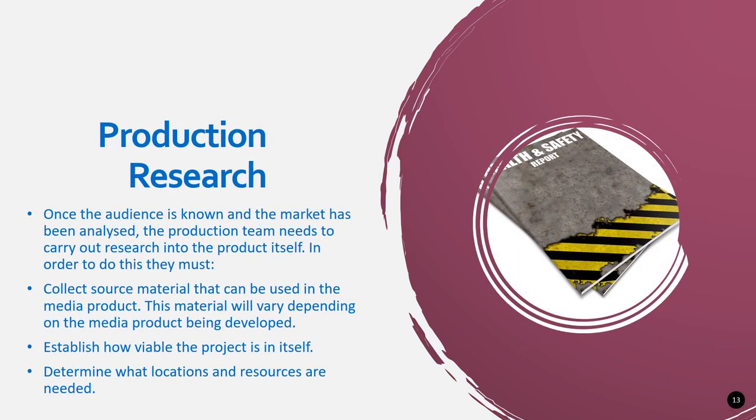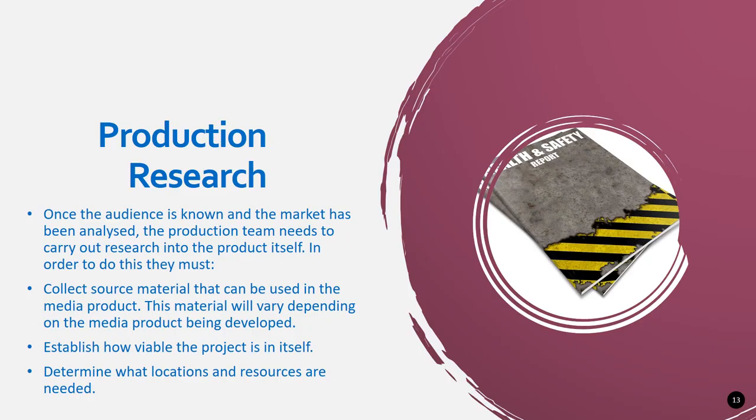So finally, production research. You have to wait until you've done your audience and market research to start researching what your actual product's going to be like. You need a real clear outline of who your audience is, and you need a real clear outline of what the market is like and what you're aiming for with your product. Once you know what your product has got to be, then you can start doing research for the production.